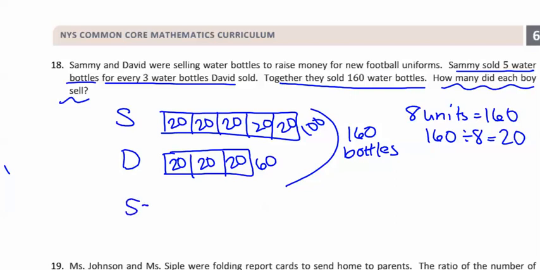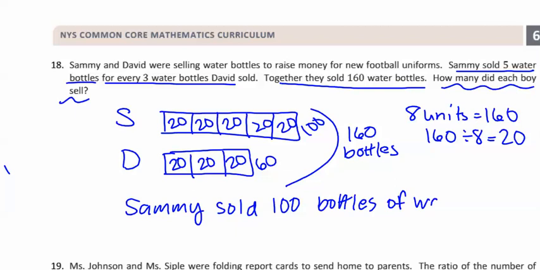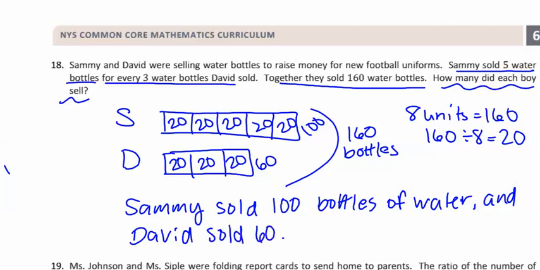So you would write that in a sentence. Sammy sold 100 bottles of water, and David sold 60. All right, and that's what we did.